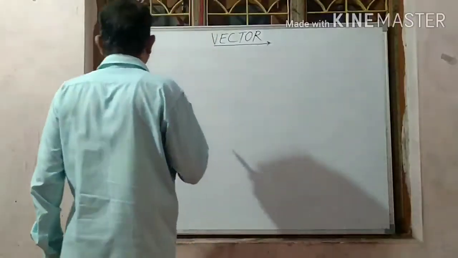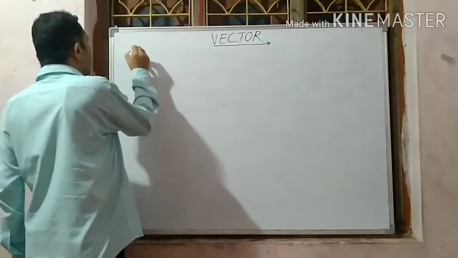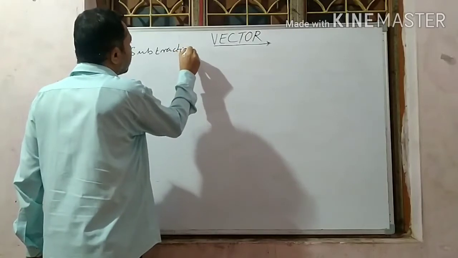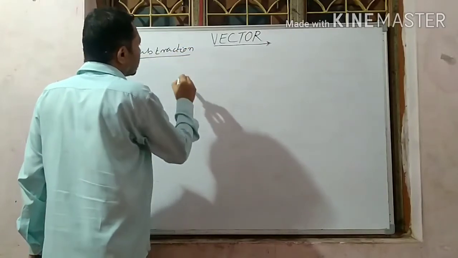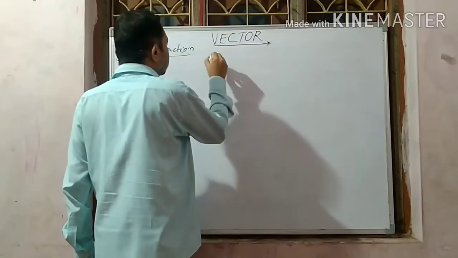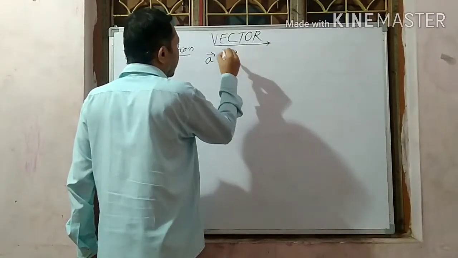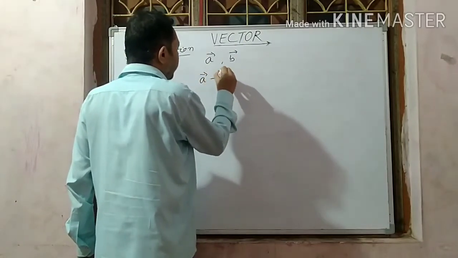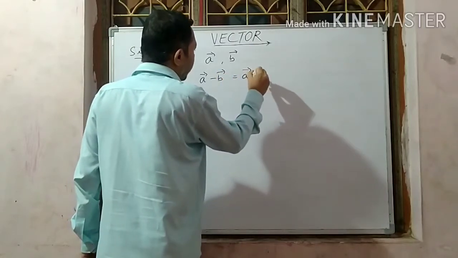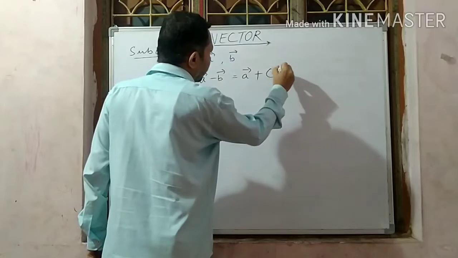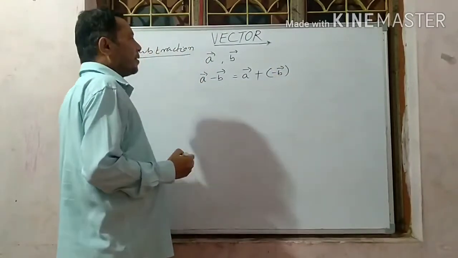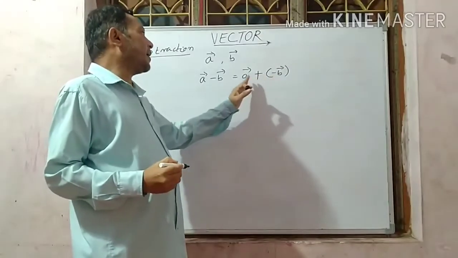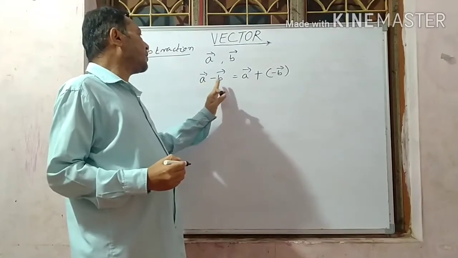Now let us discuss subtraction. Subtraction of two vectors, that is, vector A and vector B are two vectors. Vector A minus vector B means vector A plus minus B. That means by taking the opposite direction of vector B and adding to A, that gives the result A minus B.